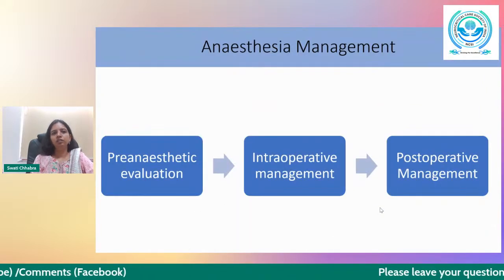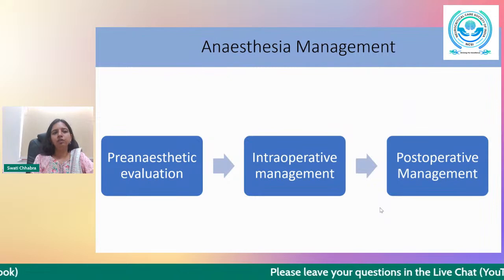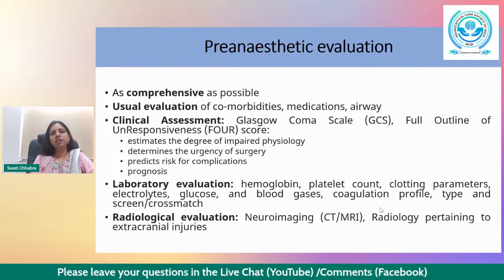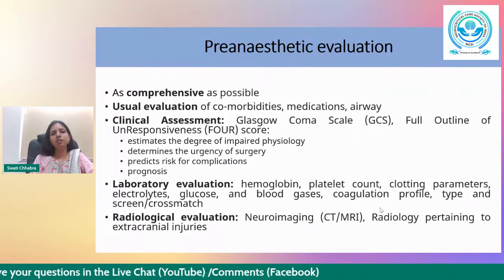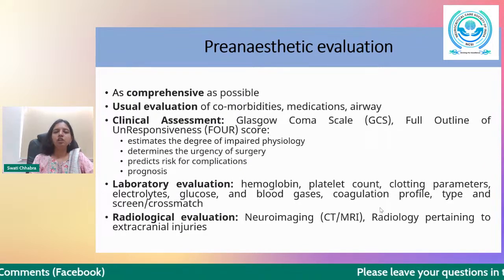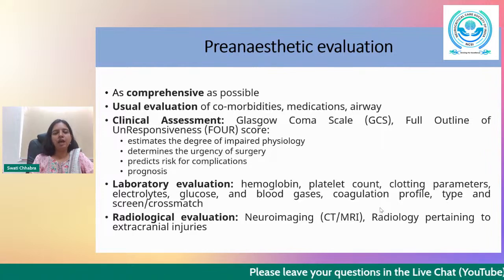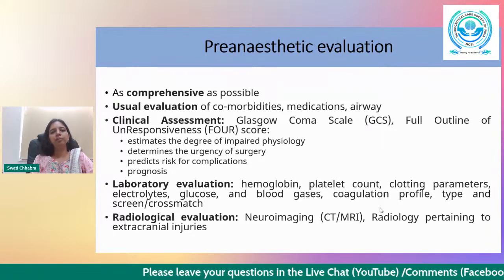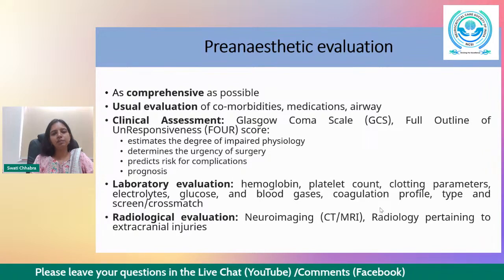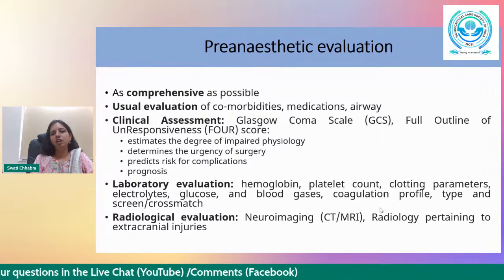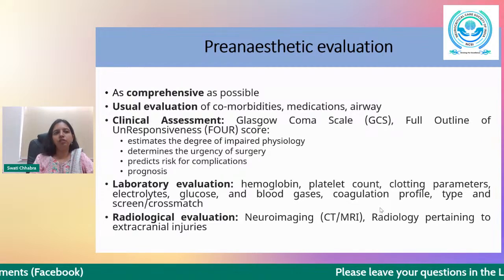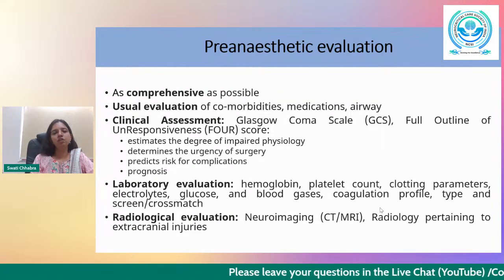So, this will be the overview of anesthesia management, ranging from pre-anesthetic evaluation to intraoperative and post-operative management. The pre-anesthetic evaluation should be as comprehensive as possible, but keeping in mind the time permissible. Usually, these patients are already evaluated, with ample history provided by the ED assessment. Still, we should reassess the patients with the minimum Glasgow Coma Scale, or more recently used Full Outline of UnResponsiveness score, the FOUR score, which also takes into account the brainstem reflexes.